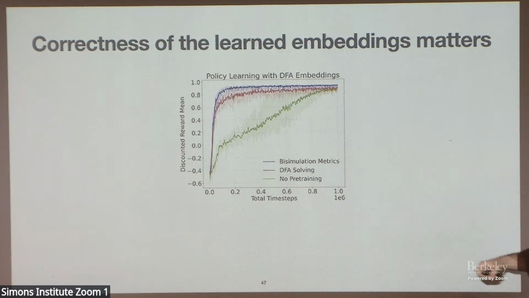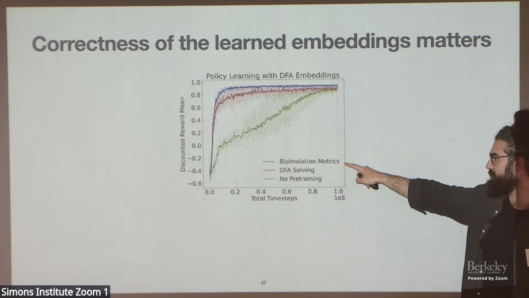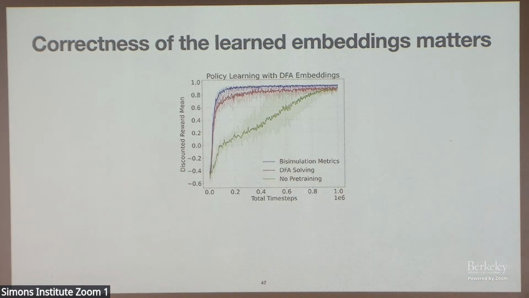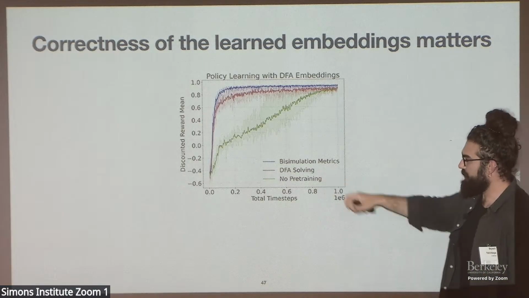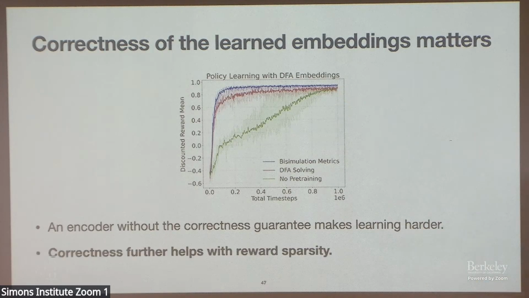So what we did here is, the blue one is a downstream policy trained with a frozen encoder, where the encoder was trained with the bisimulation metric idea that I just shared. This is DFA solving. I'm not going to get into the details of that. It's just a different pre-training procedure, but it doesn't have the correctness guarantee. And the other one is just jointly learning the encoder too. What we see is that if you don't have the correctness guarantee, it's harder to learn, the red line. And the correctness further helps with the reward sparsity because it's easier to learn now.